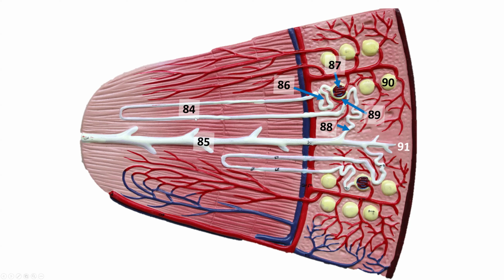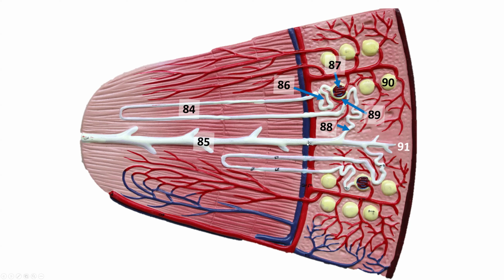84 is the loop of Henle. Now, going down on this side, it's the descending loop of Henle, which is permeable to water, and then going up is the ascending loop of Henle, which is permeable to salts. Okay, and then 88, if I'm pointing to this convoluted tube, which tube is that? Distal convoluted tubule. Okay, good. 85, what is this structure called? Collecting duct.